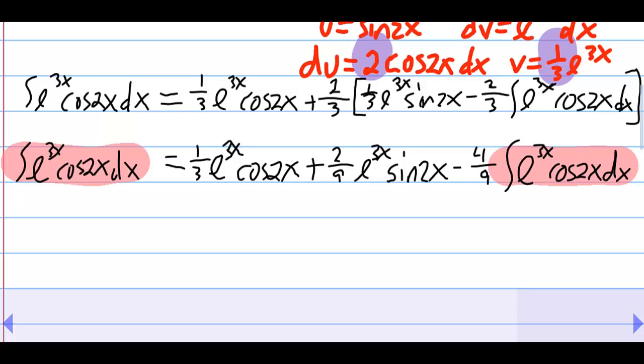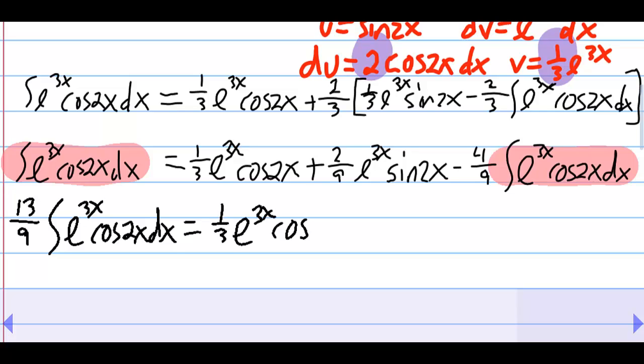Okay, now we don't panic. We don't say, oh, we must have picked the wrong u and dv in the first step. No, we don't. We treat it like an equation. This is an equation. There's an equal sign. The integral of e to the 3x cosine 2x dx equals this mess. So why don't we just add the 4/9 integral e to the 3x cosine 2x dx to both sides of the equation, to get 13/9 integral e to the 3x cosine 2x dx equals 1/3 e to the 3x cosine 2x plus 2/9 e to the 3x sine 2x. Just treating it like an equation.